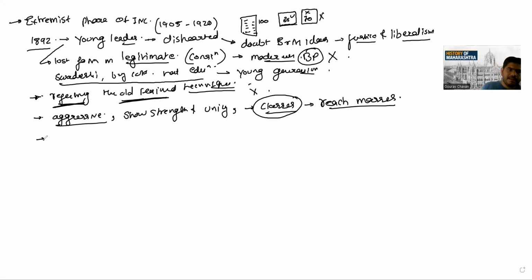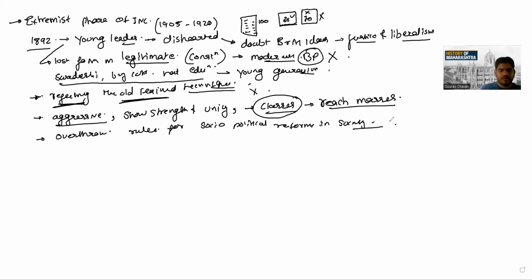And what they believed was we need to overthrow the rule for socio-political reforms in the society, for the development of society. And they believed all of this could be achieved only through massive protest.